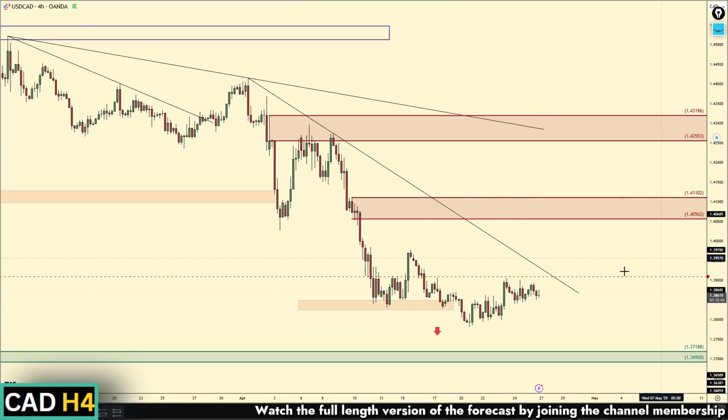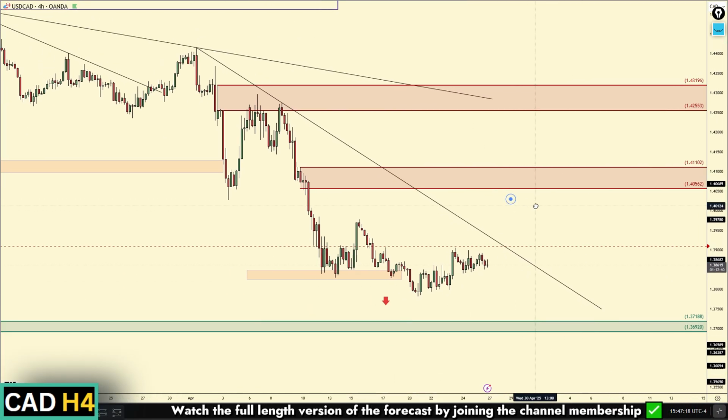And on the 4-hour chart, the trend line is pretty clear here as well. So this is going to be more for you day traders out there.